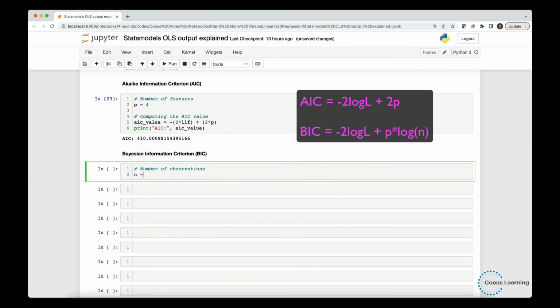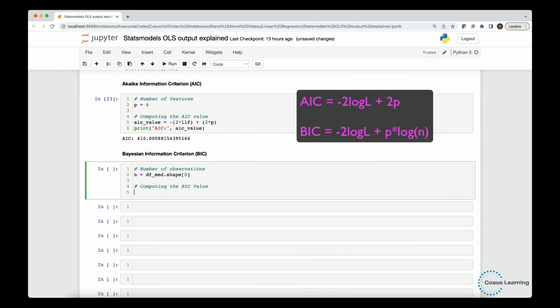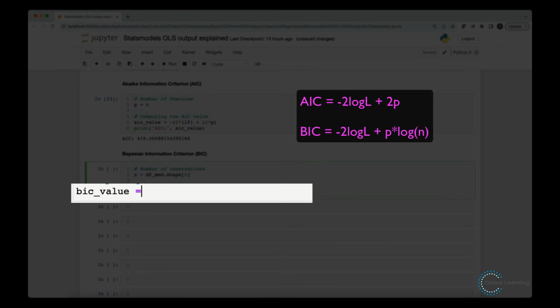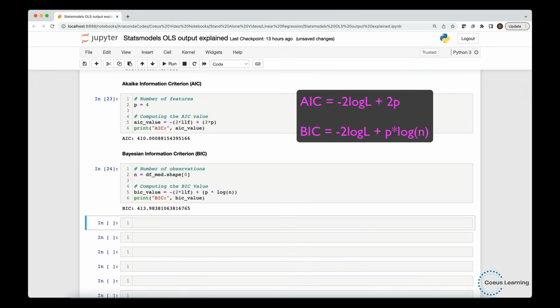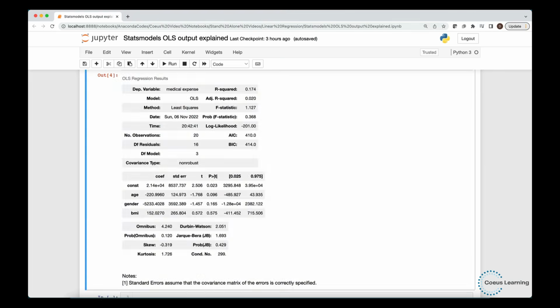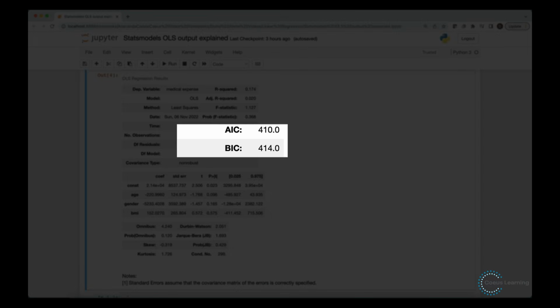Let us now calculate the BIC value. We consider the number of observations. We compute the BIC value as -2 times the log likelihood plus number of features times log of number of observations. We get a BIC value of 413.98. Let us tally the same with the AIC and BIC value in the OLS output.